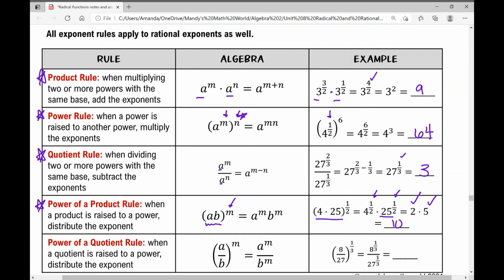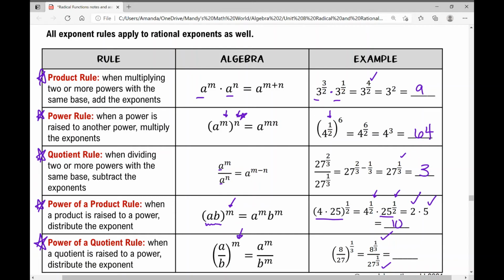So now let's move on to our last rule that we're going to go over, and that's the power of a quotient rule. So when you have some division going on inside of your parentheses, and again, you've got an exponent outside of your parentheses, you can distribute that exponent. So for example, I've got 8 over 27 to the power of 1/3. So instead of doing 8 divided by 27 and then finding the cube root of that, I've actually got a numerator and denominator that are both perfect cubes. So what I can do is distribute that to my numerator and to my denominator, 8 to the power of 1/3.